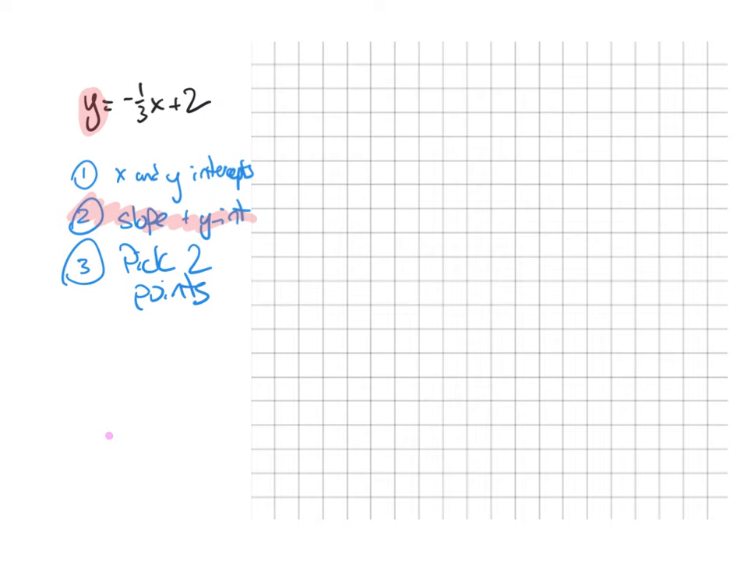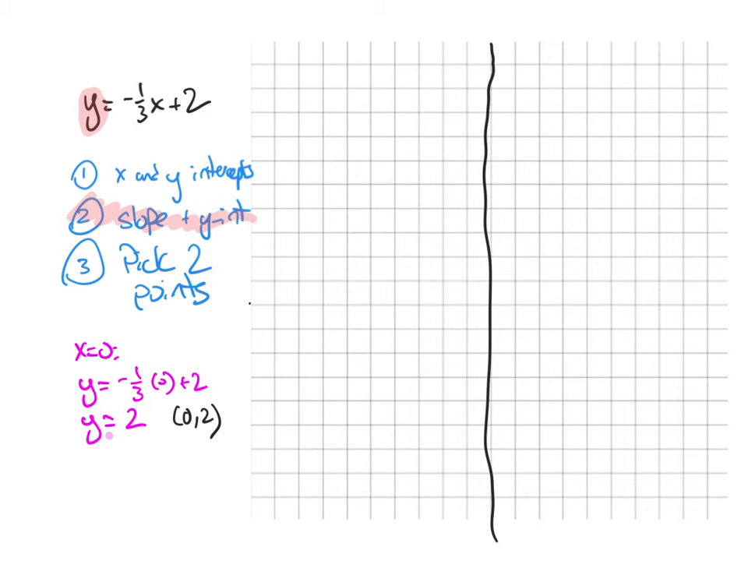Looking at method 1, we have to set x equal to 0. So y equals minus 1/3 times x, but x is 0, plus 2. So y equals 2. That gives us the point 0, 2. This is a very, very rough graph, so you're going to have to forgive me. We'll say every grid square is 1. 0, 2 would live right here. That's where the y-intercept would be.